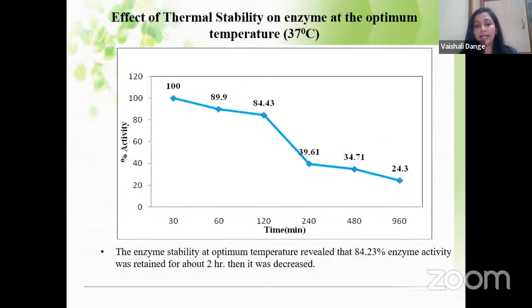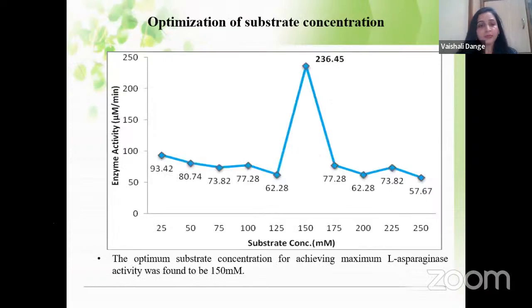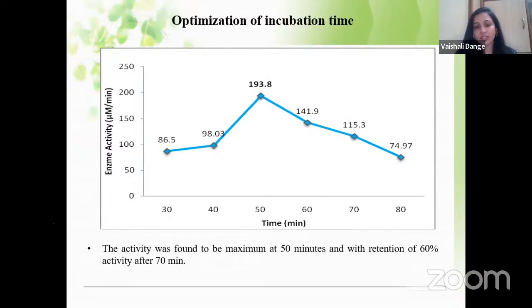Next, I have again checked the stability at that optimum temperature. So here 84.23% enzyme activity is shown, meaning it retains the enzyme activity at that temperature. Next, I have studied substrate concentration. So 150 millimolar is the highest substrate concentration.